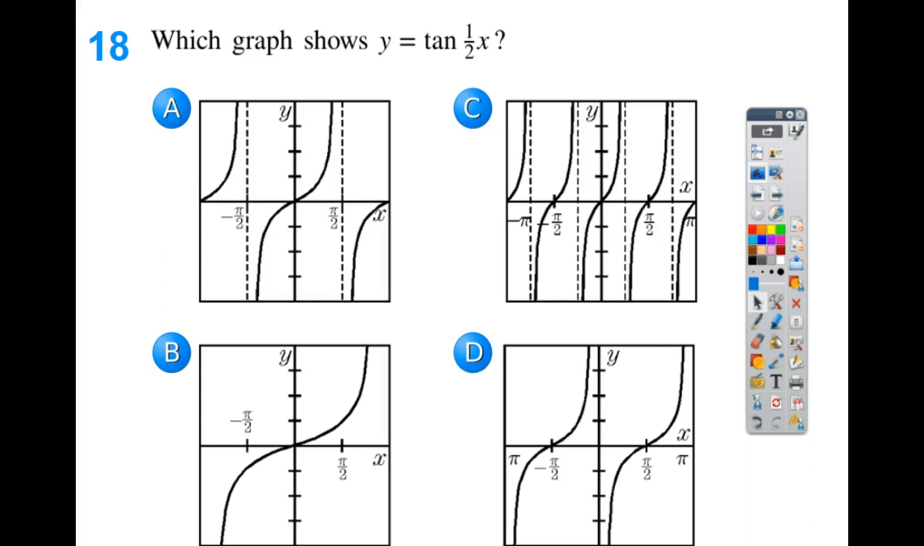Is it this one? No. Yes. Is it negative pi to pi? 2 pi. This is 1 period. It has to be that one. So wait, what was that? It's B. So look, why can it not be D? That's 2 periods. 1 period in 2 pi.